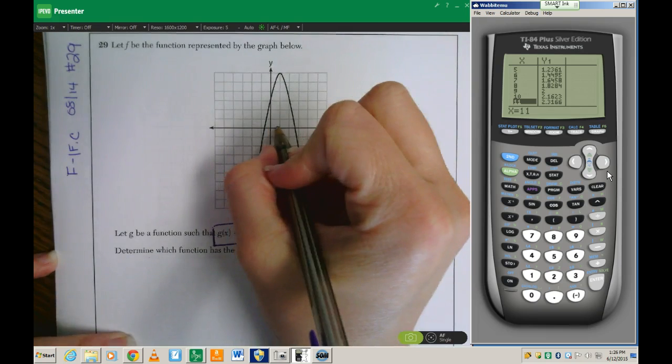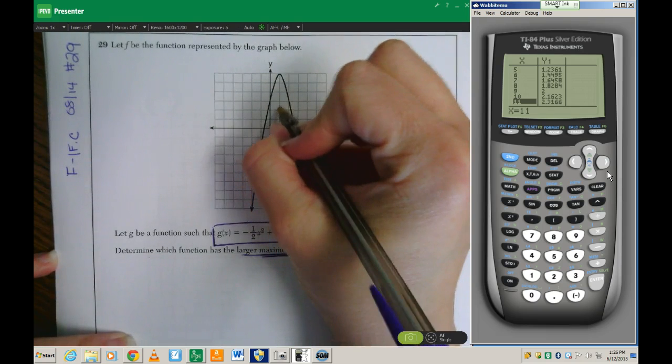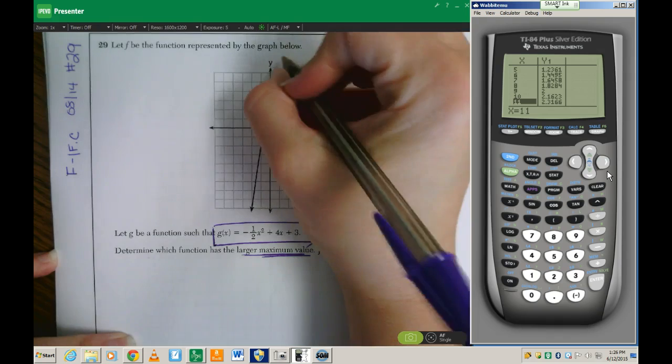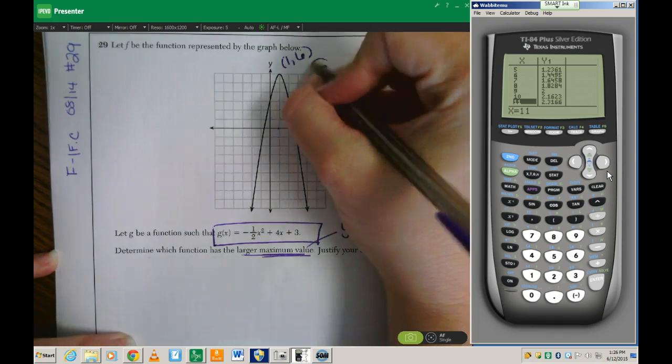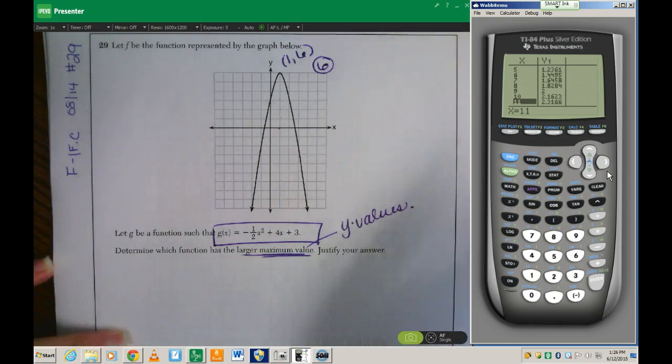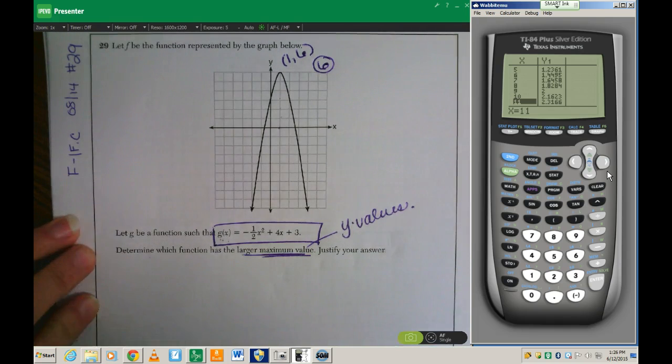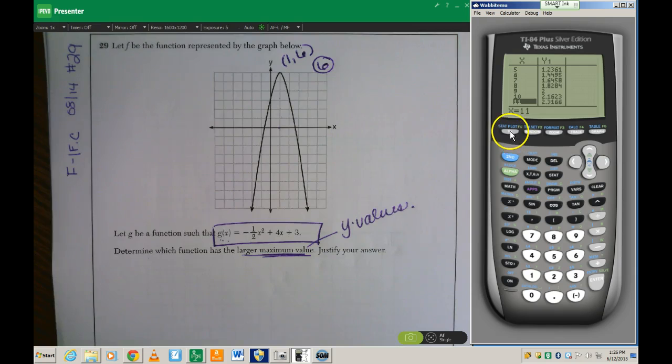Here, my max is over 1, up 1, 2, 3, 4, 5, 6. So my vertex or max would be at 1, 6. So my maximum value is 6. Now, because they give us this, I love calculators. So we're just going to go right to y equals of the calculator, hit clear, and type this in exactly.